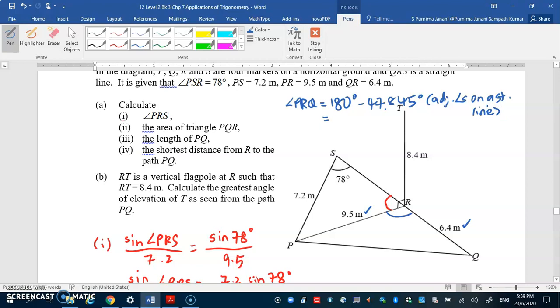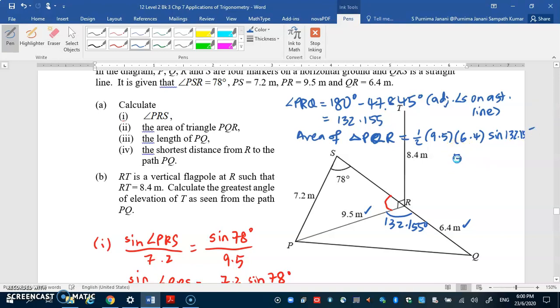So you take 180 minus 47.845 and you will get 132.155, which is like what we just did just now, right? So that is actually this angle here, 132.155. And now you want to find the area of triangle PQR, which will be half ab sine C. So it's half times 9.5 times 6.4 times sine 132.155.